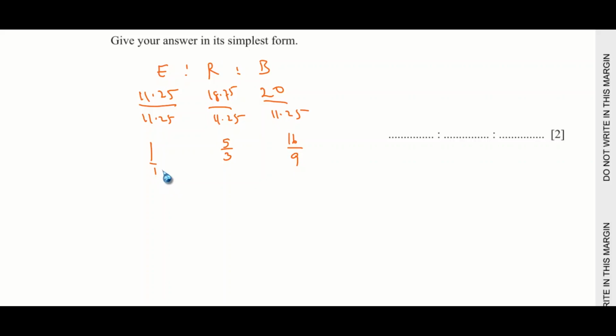The LCM of 1, 3, and 9 is 9. So we can just multiply each by 9. Multiplying 1 by 9 gives us 9. 3 times 5 gives us 15. Let me put this one down so that it will not be confusing. Multiplying 16 by 9, we have 9 ratio 15 ratio 16 respectively. Okay, so let's go to the next question.